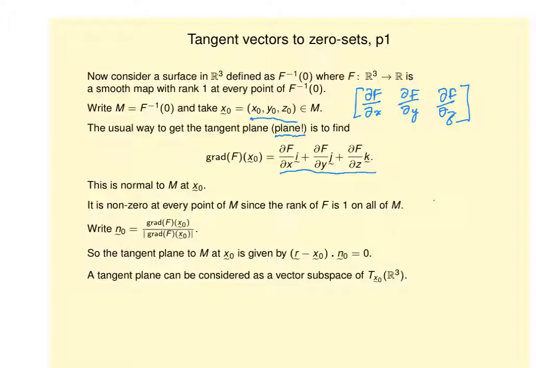So we've got the grad, which is non-zero at every point of M, and it's normal to the surface at the point where we take it. So, usual thing, write n0 for the unit normal vector, and the tangent plane, and again, that's talking about the plane, is given by this vector equation. r is the variable, r minus x0 must lie in the plane, that means perpendicular to n0.